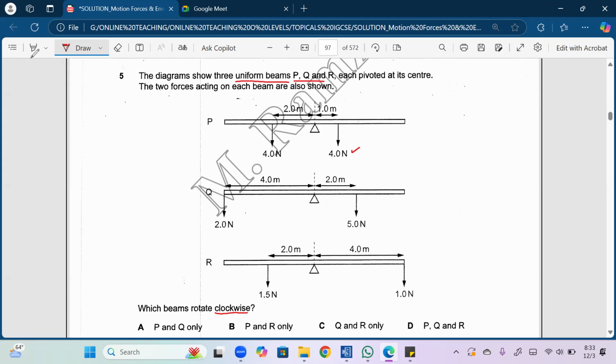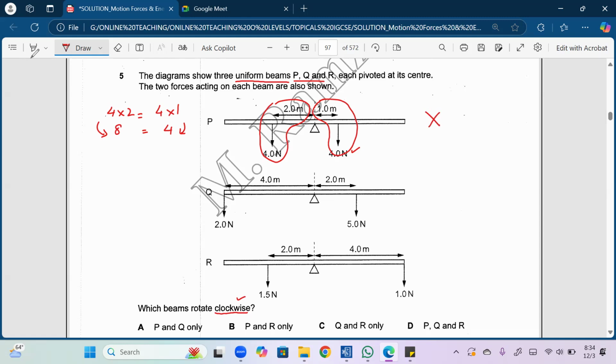We have to see the product of two things, force as well as the perpendicular distance from the pivot. If I'm talking about this one, what are the anti-clockwise moments? 4 times 2. 4 times 2 is what? It's 8, 8 anti-clockwise. What is this? 4 times 1. 4 times 1 is what? Clockwise. So this is clockwise, this is anti-clockwise. He was actually asking about the clockwise one, so I'll forget this option.